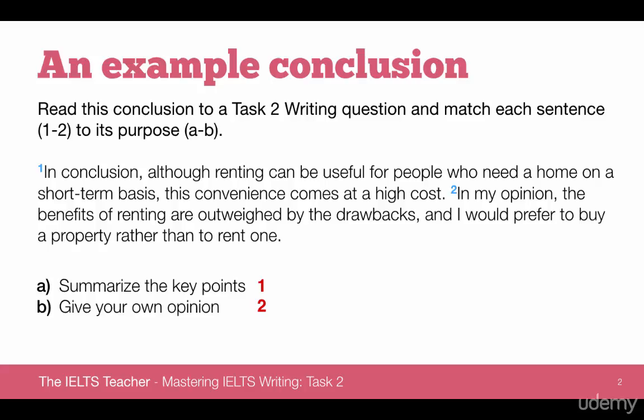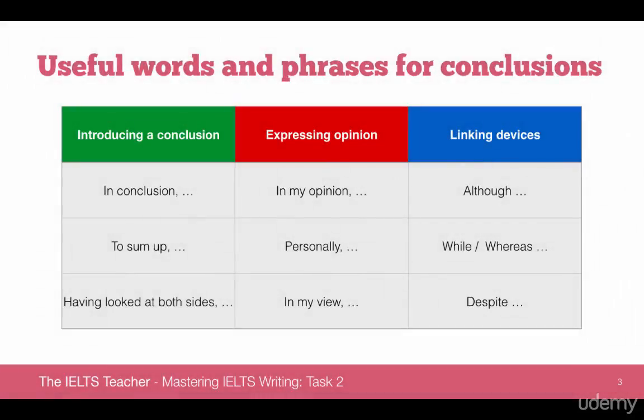Now, there are some very important words and phrases in this conclusion which we're going to focus on in a moment. In conclusion, a very clear introduction to the type of paragraph that we're writing. Although, which allows us to introduce a sense of contrast and complexity to the sentence. And in my opinion, where we're giving some language which makes it very clear what we're doing in this sentence. Now, there are other ways we can use each of these categories, and you can see these here.